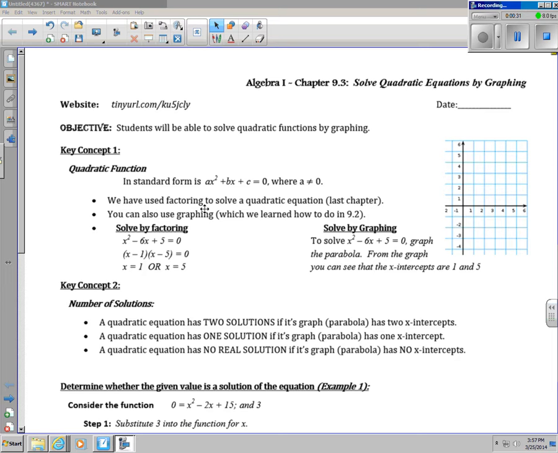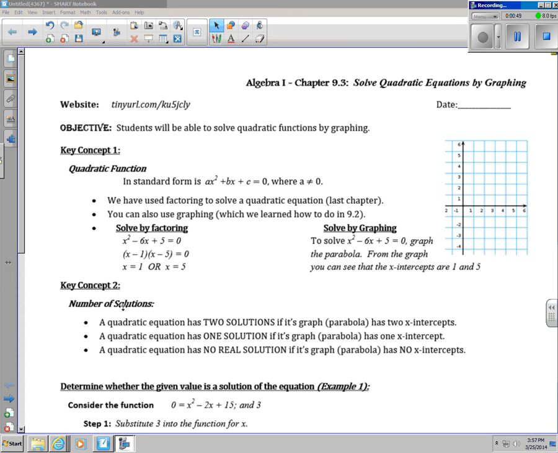Okay, if you don't have a quadratic equation in standard form, you could get it in standard form by getting one side of the equation equal to 0. We've used factoring to solve a quadratic equation. We did that in the last chapter. And you can also use graphing, which we learned how to do in 9.2.